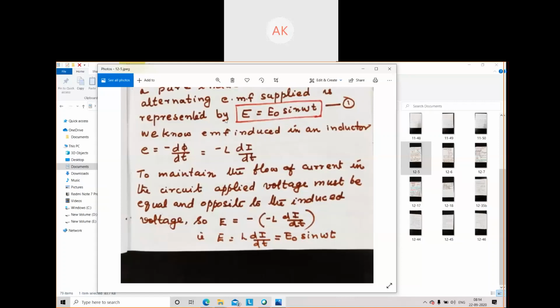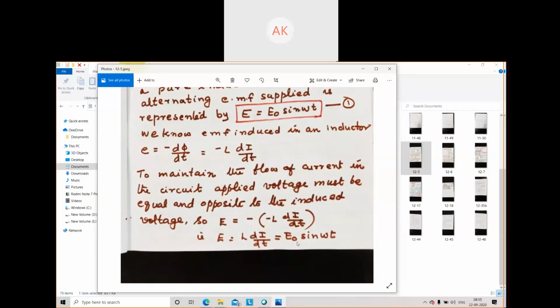And we know when that EMF is applied across an inductor, a back EMF will be induced in it, which will oppose the applied EMF. Therefore the applied EMF, negative of the induced EMF, should be applied to maintain current flow in the circuit. So applied EMF must be equal to minus of minus L into di by dt, that's equal to plus L into di by dt. So that is the applied EMF.